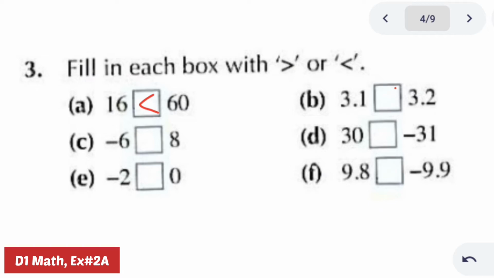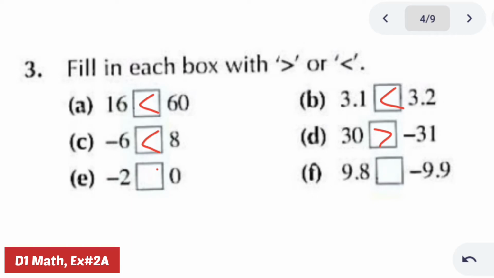In part B, we can see 3.1 and 3.2, and obviously 3.2 is bigger than 3.1, so we put this sign like this. In part C, we have to compare minus 6 and 8, and we know that every positive number is bigger than a negative number, so we simply put this sign like here. And in part D, again we have a positive number and a negative number, and a positive number is always bigger than a negative number.